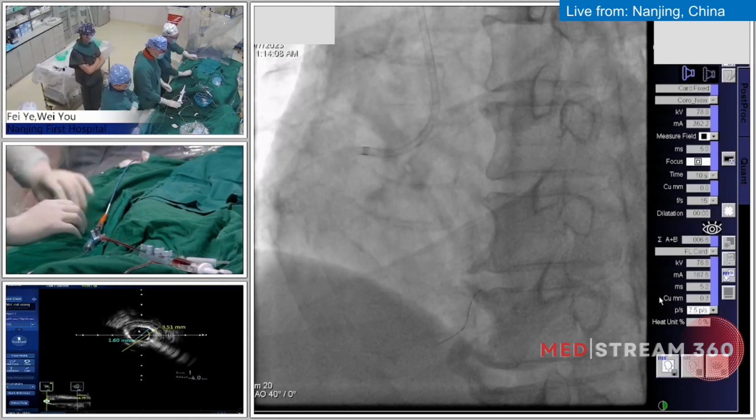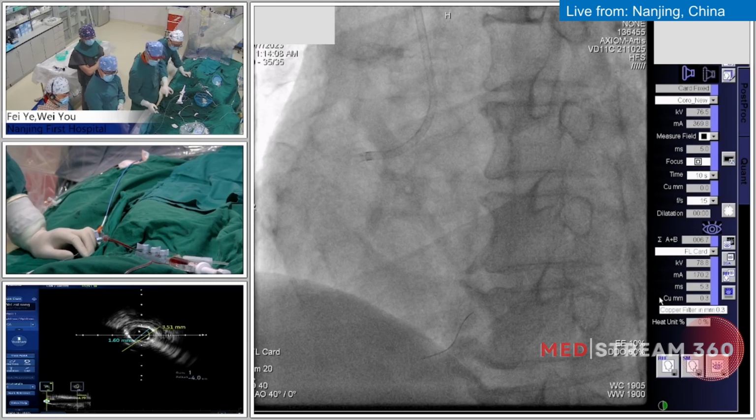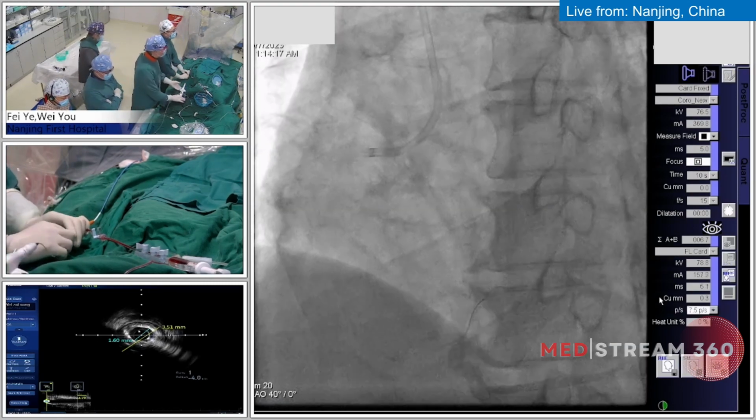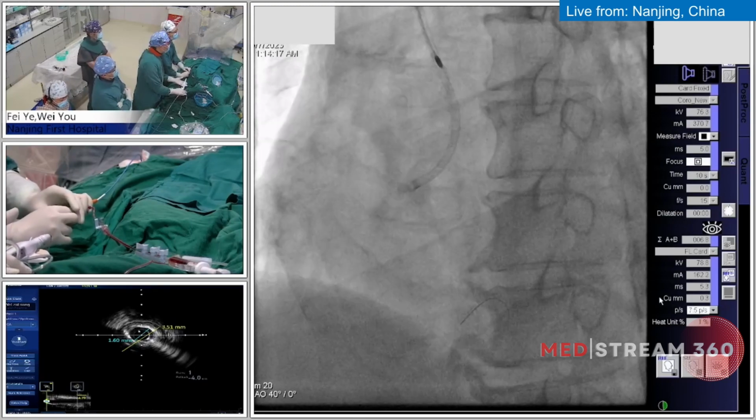So I will deliver the burr 1.5. Okay, low speed mode. It's low speed. Okay, go. Yes. Before rota we also can use solent.